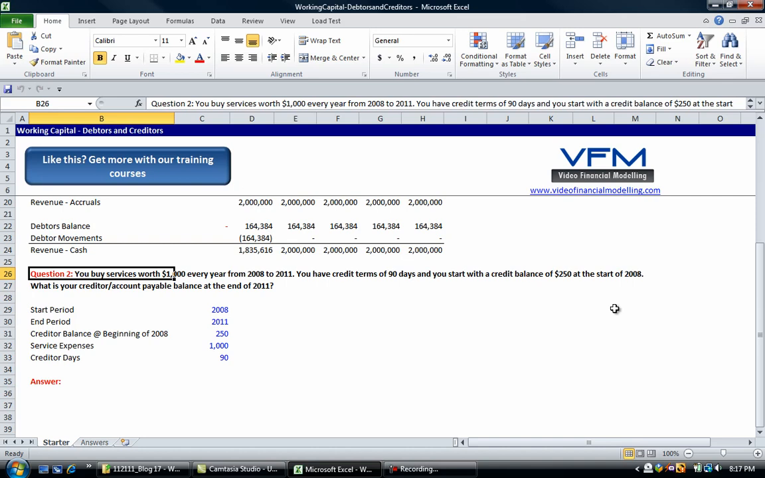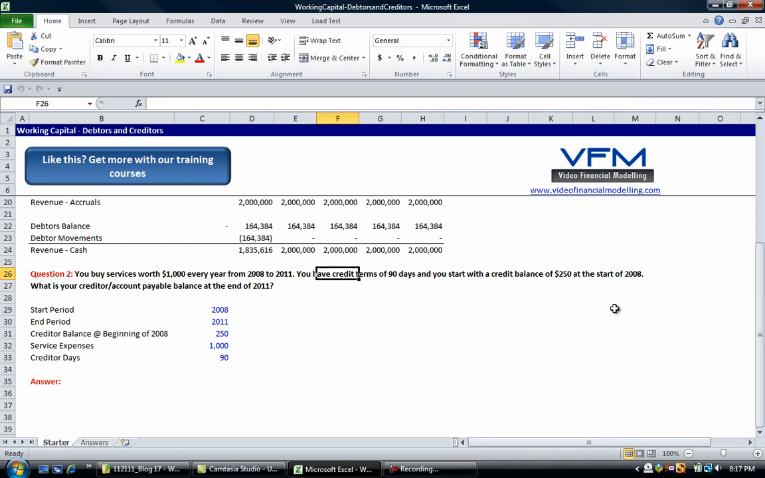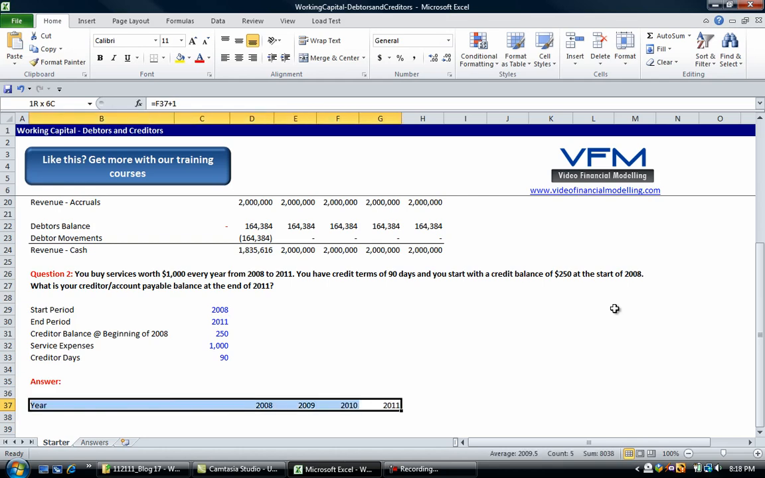So it says you buy services worth $1,000 every year from 2008 to 2011. You have credit terms of 90 days and you start with a credit balance of $250 at the start of 2008. What is your creditor slash account payable balance at the end of 2011? Okay, so let's put in year, and our first year is going to be 2008. We're just going to add one to that, and I'm just going to format it.